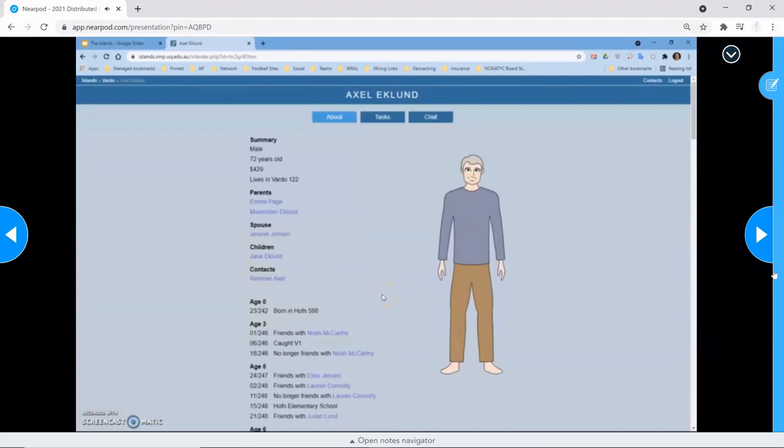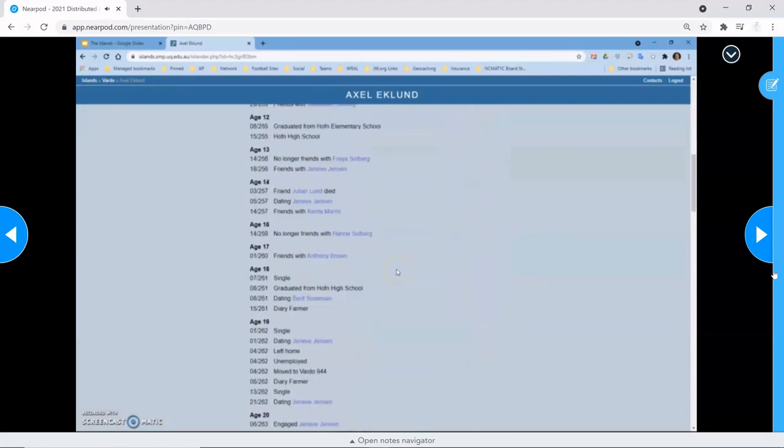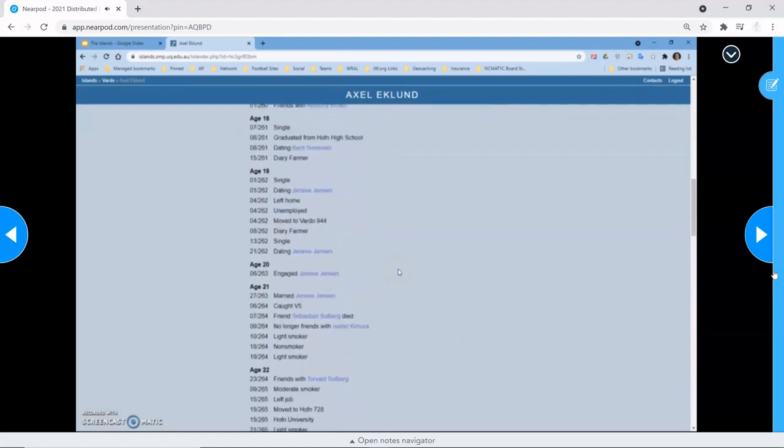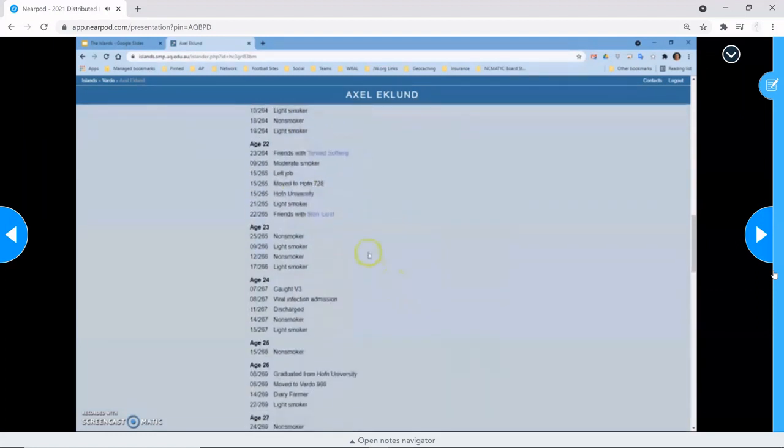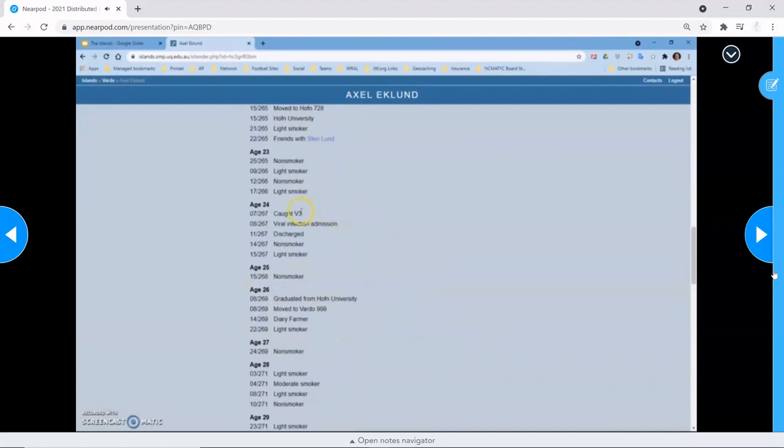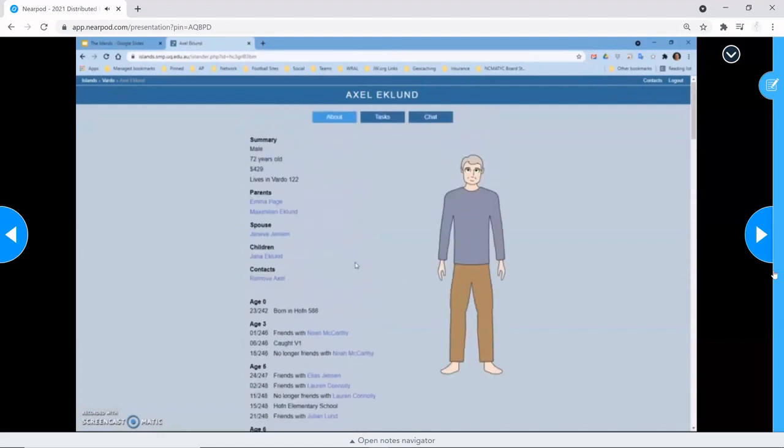So here's Axel. He's 72 years old. Here's his genealogical information and his history, including when he went to school, who he was friends with, what occupations he's had, whether or not he smoked and how much, when he went to university, and also some examples of some medical problems that he's had.